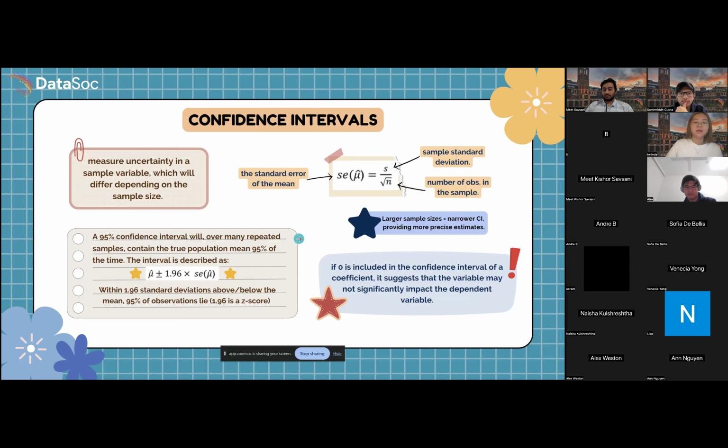For example, a 95% confidence interval will, over many repeated samples, contain the true population mean 95% of the time.